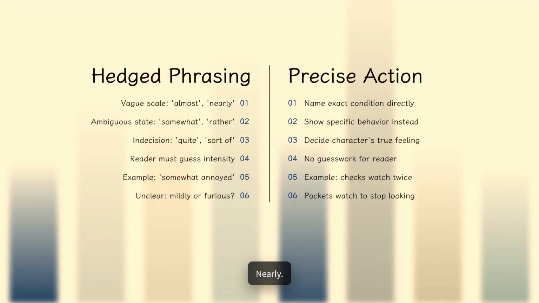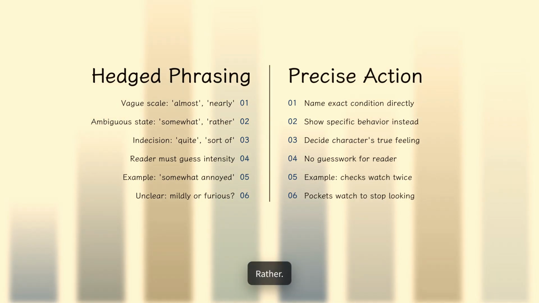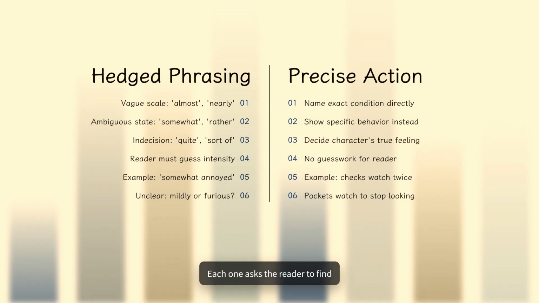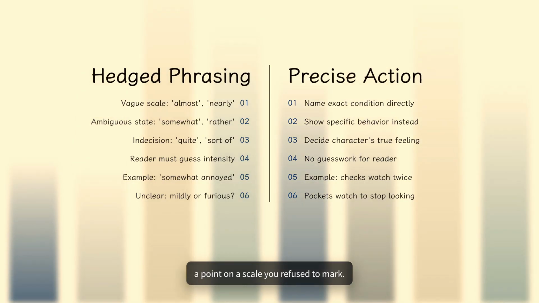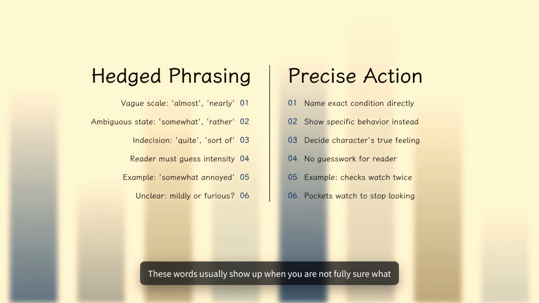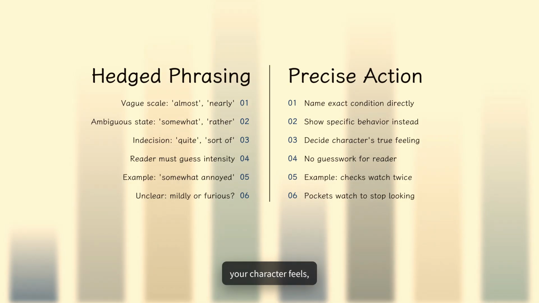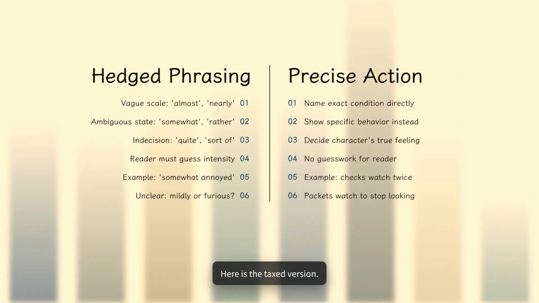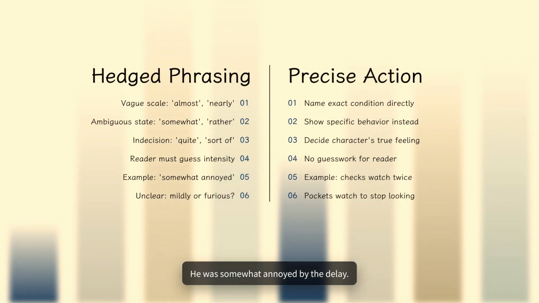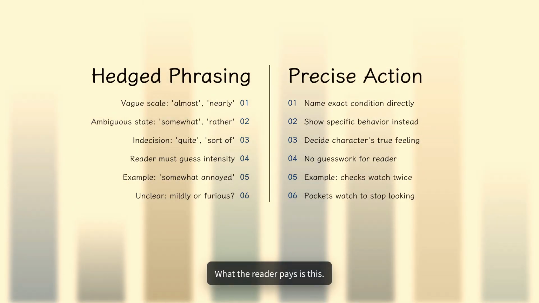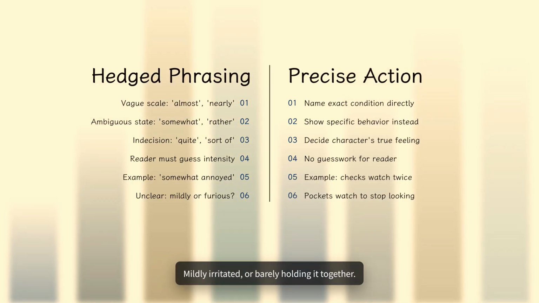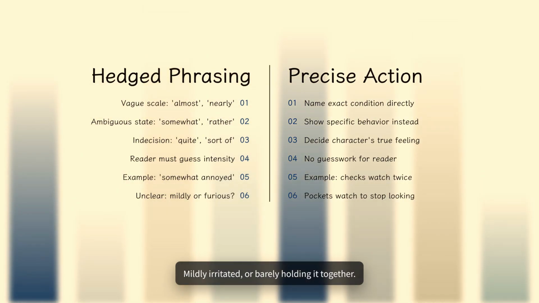Almost. Nearly. Somewhat. Rather. Quite. Sort of. Each one asks the reader to find a point on a scale you refuse to mark. These words usually show up when you are not fully sure what your character feels, so you soften the sentence instead of deciding. Here is the text version. He was somewhat annoyed by the delay. What the reader pays is this. Somewhat compared to what? Mildly irritated or barely holding it together?